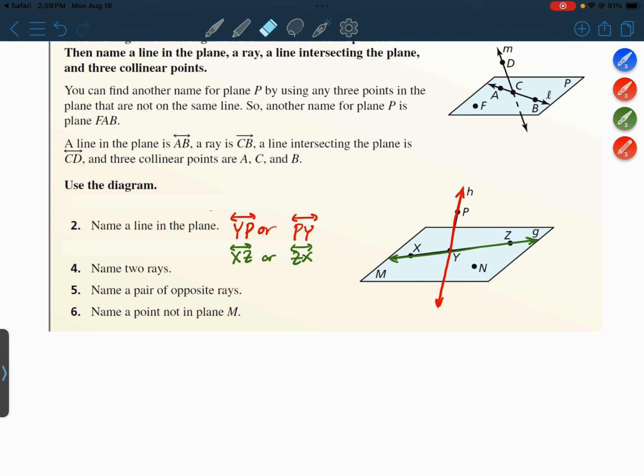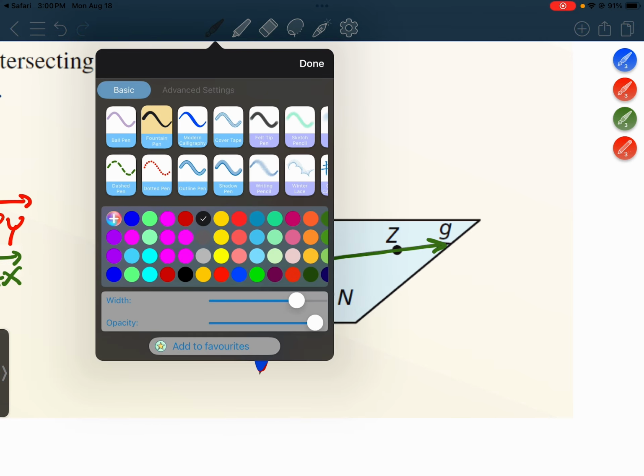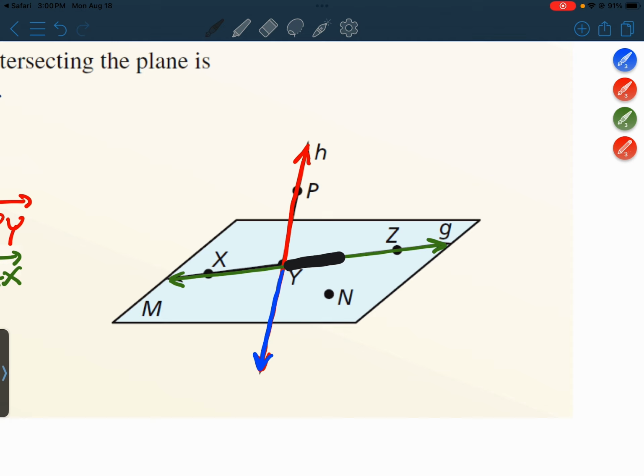All right, question number 4, now we want to name two rays. Well, if I take these lines, I can split them up into rays. For instance, I have the ray that goes down in blue, the ray that goes up in red. We have one ray that goes to the left in green, and then let's choose another color here. Here's a ray that goes to the right in black. So that's 4 rays: red, blue, green, and black.